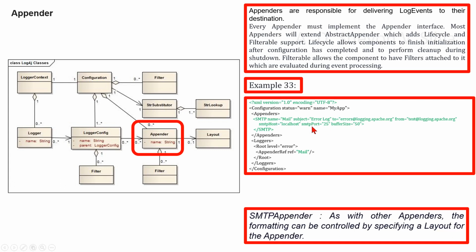SMTPPort, integer, the SMTP port to send to. BufferSize, integer, the maximum number of log events to be buffered for inclusion in the message. Defaults to 512.